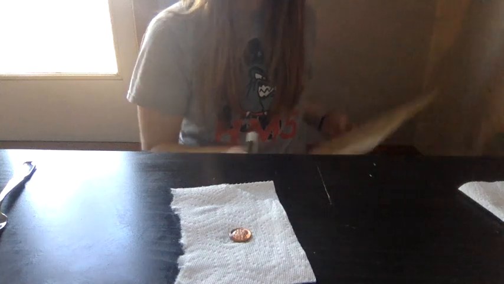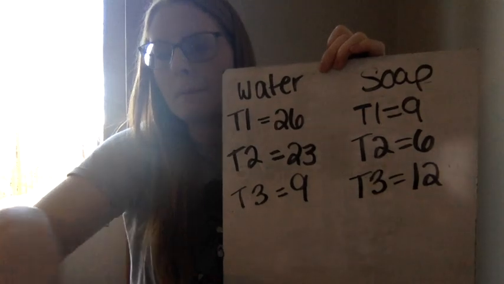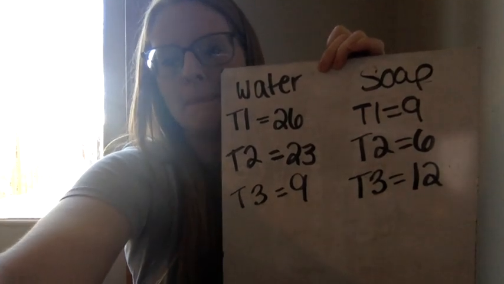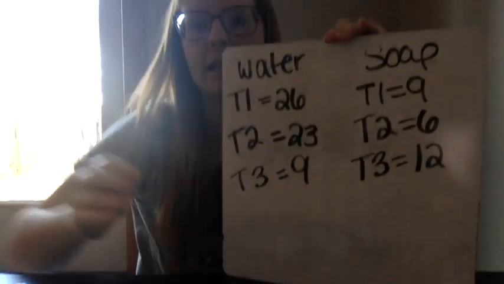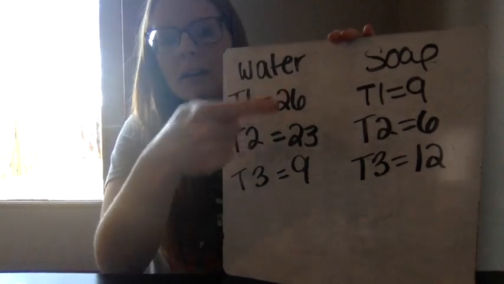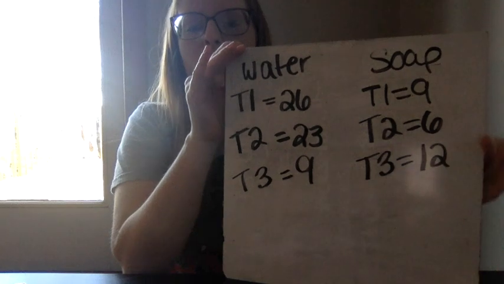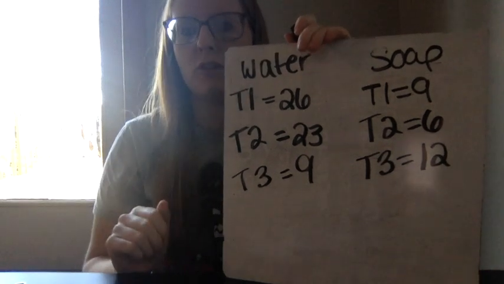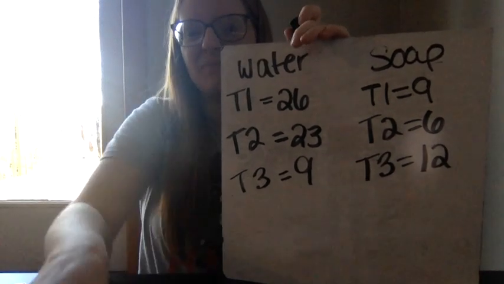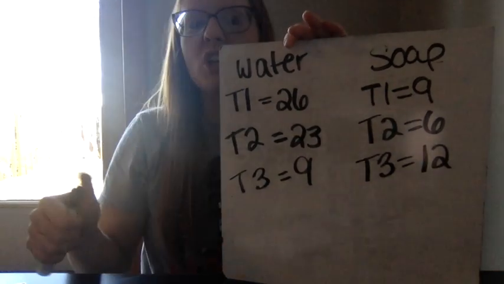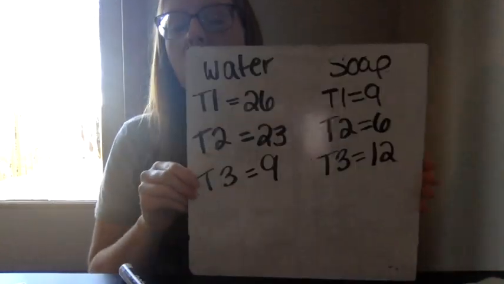And I'm going to give you guys one more look at all this data so you guys can make sure you write it down in your own data tables. All right. So trial 1 for water over here. Trial 1, 2, and 3 for soap and water solution over there. All right? Perfect. So make sure you put this in your data table and also find the average.